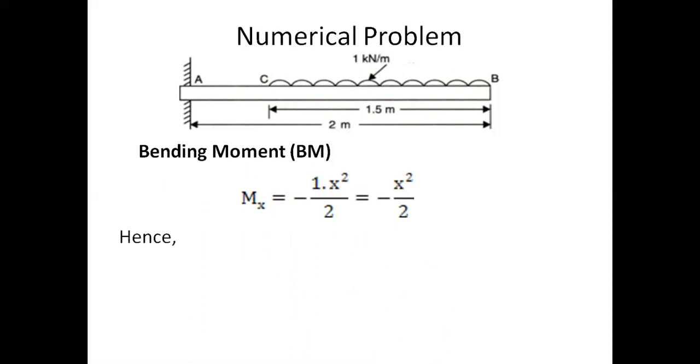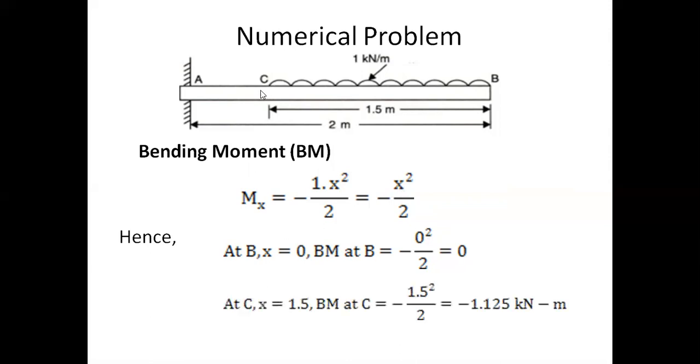Now let us try to find out the bending moments at various sections, at B and C. If we want to find out the bending moment at B, we have to substitute x value as 0, because here the x value is 0. So at x equal to 0, that is at B, bending moment at B equal to minus 0 square by 2, which equals 0.